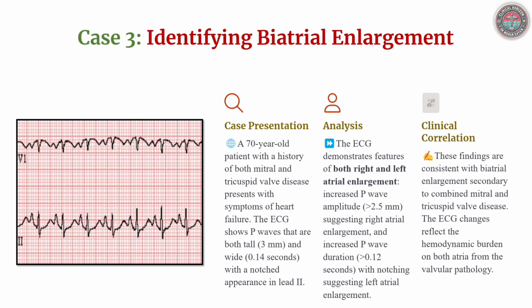A 70-year-old patient with mitral and tricuspid valve disease presents with heart failure symptoms. ECG shows tall, wide, notched P waves in lead 2, more than 0.12 seconds and more than 3 mm amplitude. These findings confirm biatrial enlargement, reflecting significant atrial overload from combined valvular pathology.